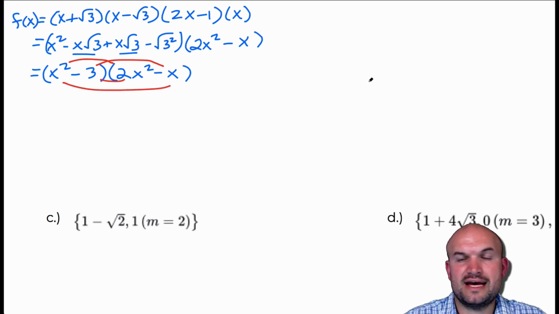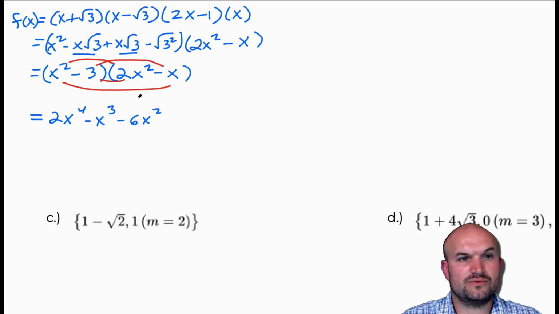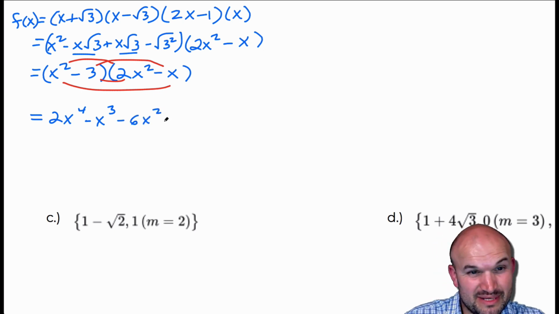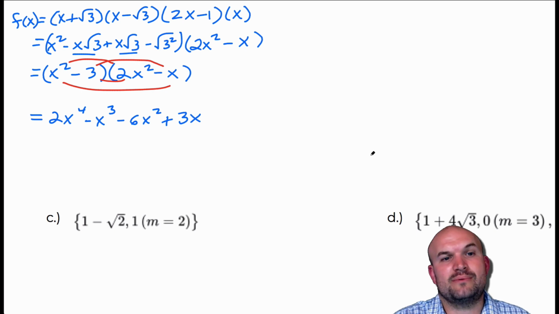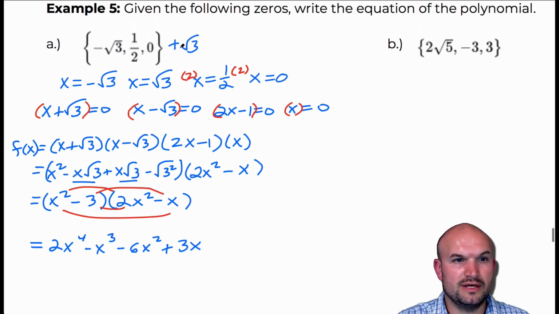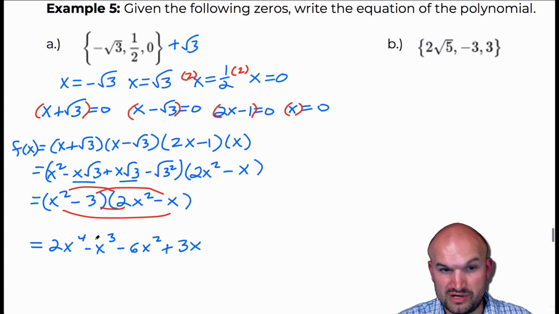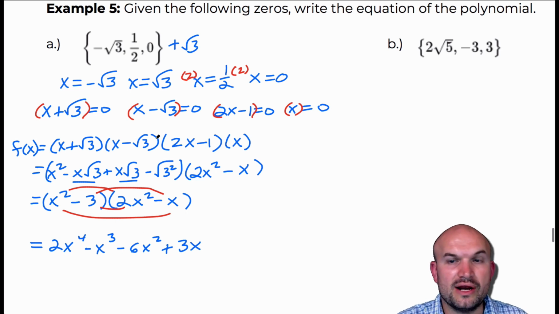So therefore I'm just going to use FOIL again, kind of like what I did for the multiplication of these other two. As we multiply this out, x squared times 2x squared is 2x to the 4th. x squared times negative x is a negative x cubed. Negative 3 times 2x squared is going to be a negative 6x squared. And then negative 3 times negative x is going to be a positive 3x. And again, if we think about these as zeros, these are all the x-intercepts that we have. You can see here we have 4 zeros, so therefore our degree should be 4, and that would make sense. The leading coefficient should be positive. Yep, very good.